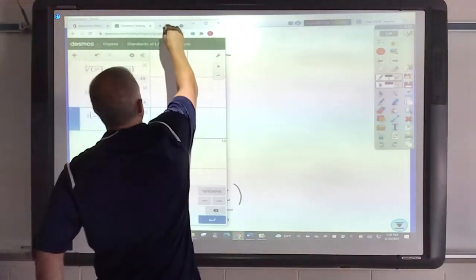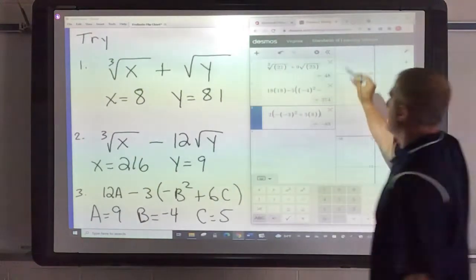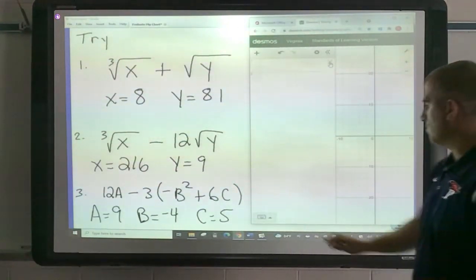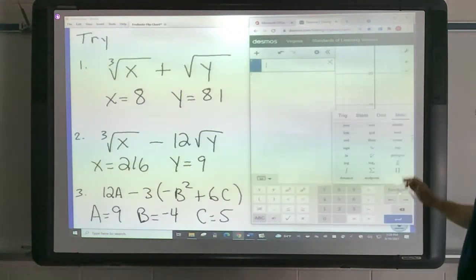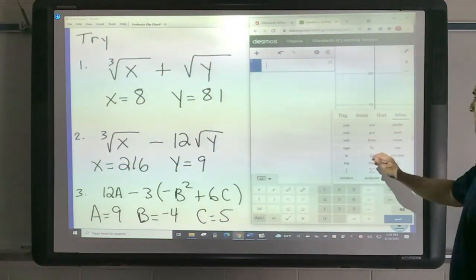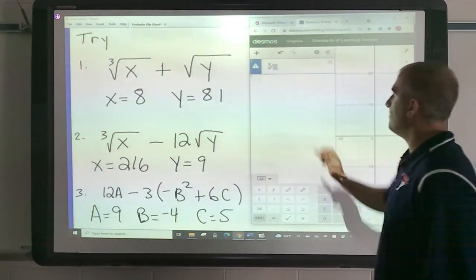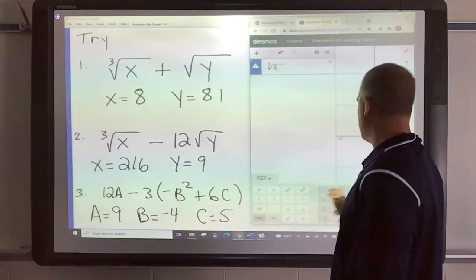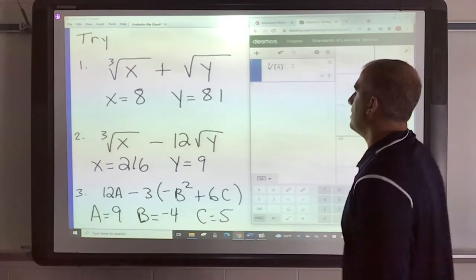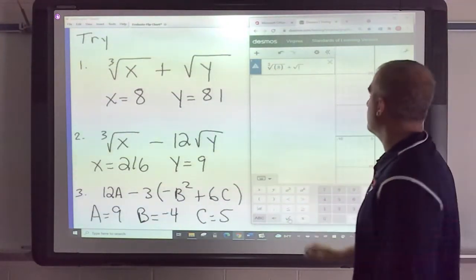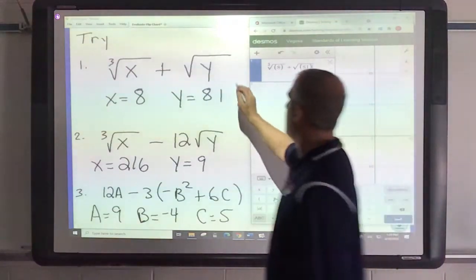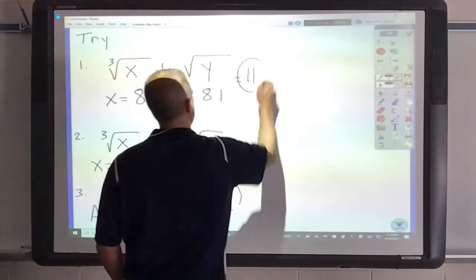Okay, go ahead and work those 3 questions. All right, so let's do these. I got a cube root, so I go there, functions. I select this thing for cube root, so 3. Inside where x is, I put an 8. Then I click over here, plus the square root of whatever I have for y, which is 81. And that will give me an answer of 11.